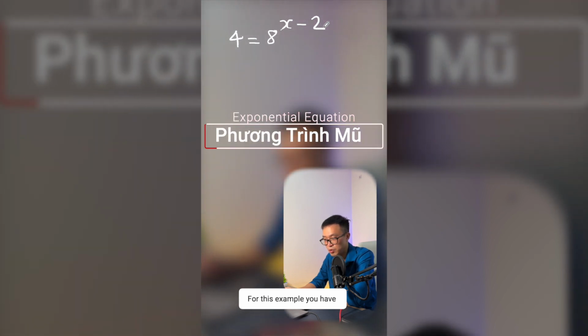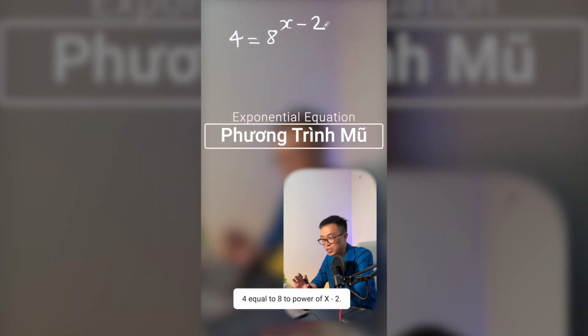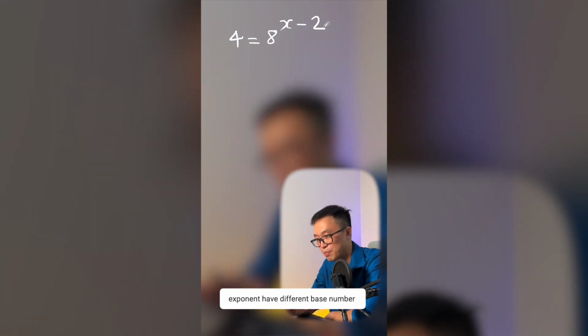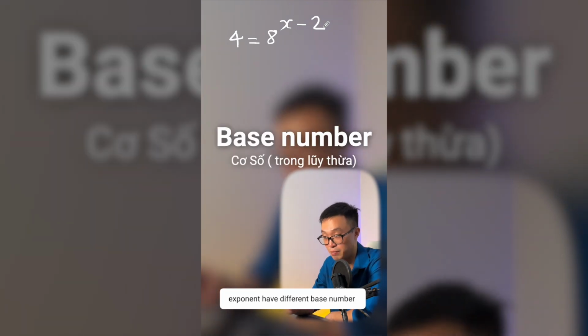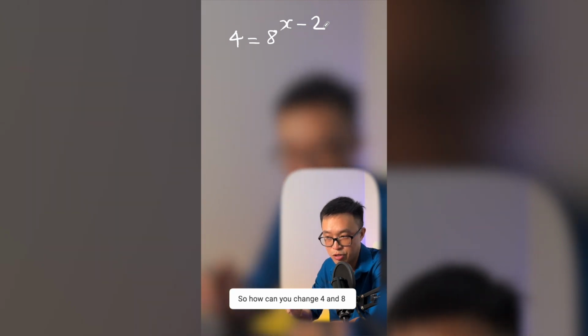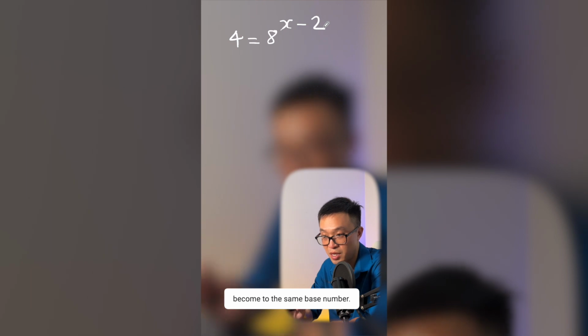For this example, you have 4^x = 8^(x-2). So you can see here in this one, the exponents have different base numbers. One side is 4 and the other side is 8. So how can you change 4 and 8 to the same base number?